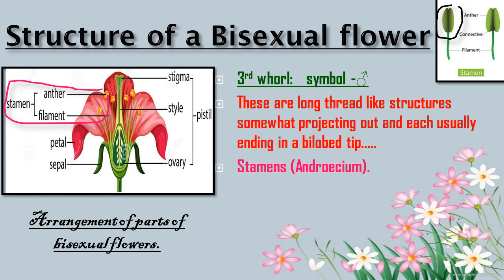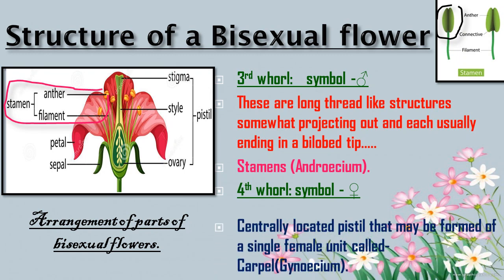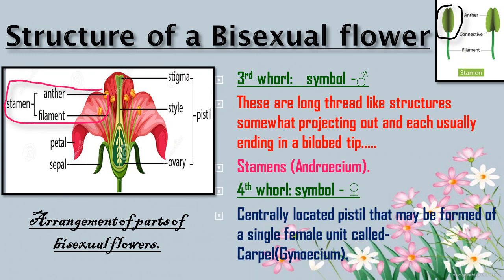And next, after the stamen or androecium, the fourth whorl of a flower is related to the female reproductive organ. You can observe the fourth whorl symbol, the female reproductive organ. Okay, I have mentioned the symbol also. So student, the centrally located pistil may be formed of a single female unit called a carpel, or of several fused carpels, and it is collectively known as the gynoecium. So student, what is the gynoecium?